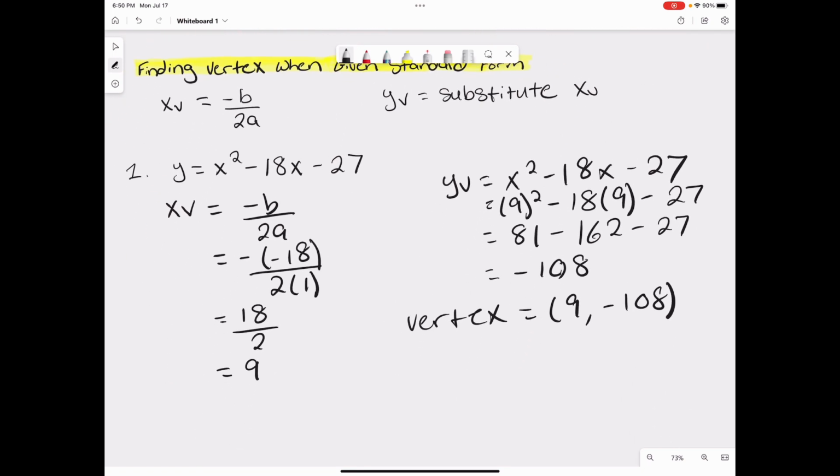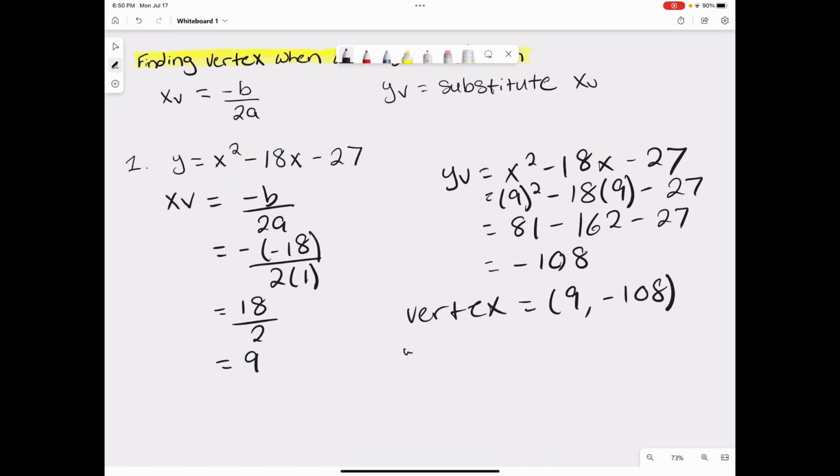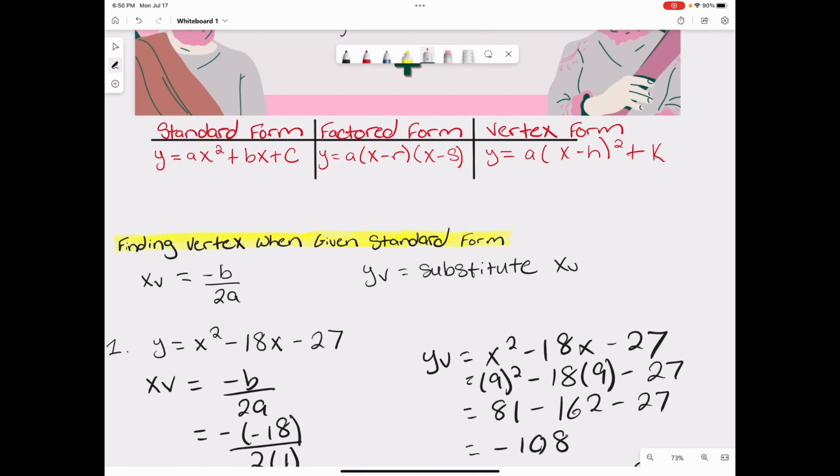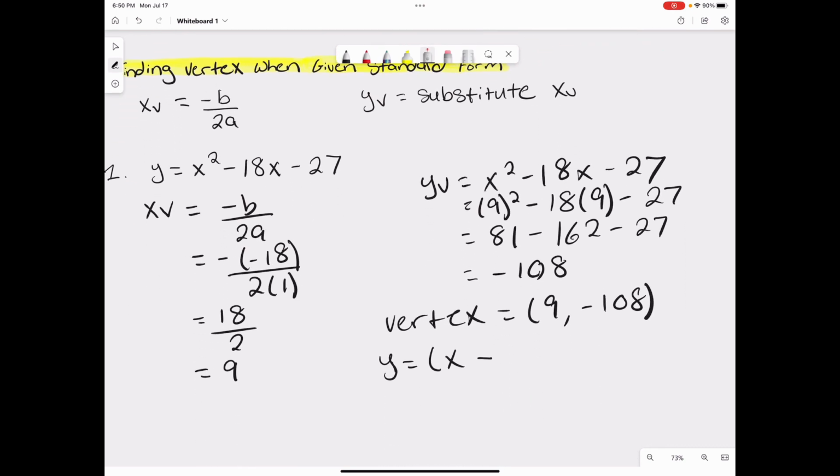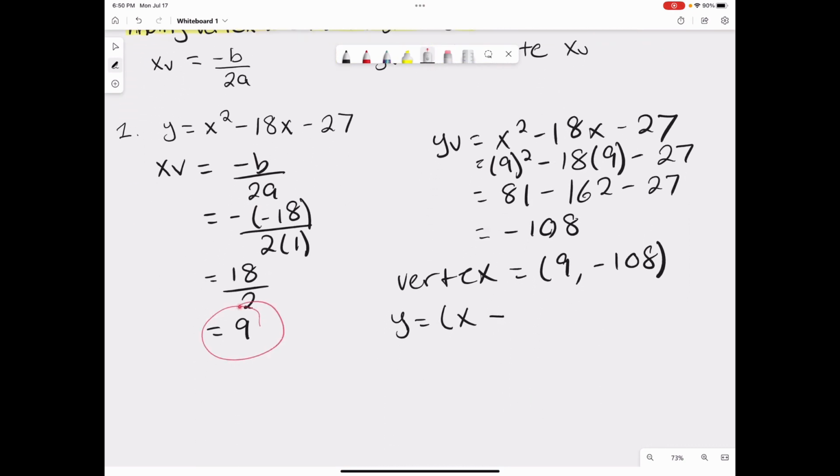Now if we wanted to write this in vertex form with all the information, well, there's no a value in the original problem. There's no coefficient to this x squared. So we're going to write y equals bracket x minus, because there is a negative sign in the format of the equation. So our x value was a 9, so we're going to do x minus 9.